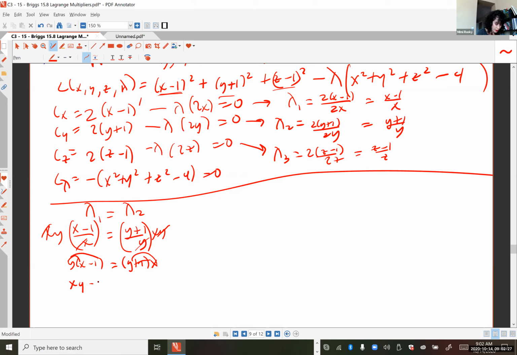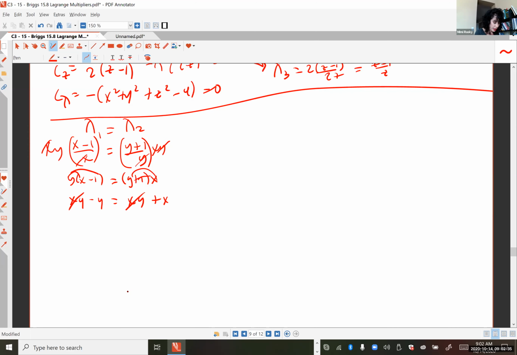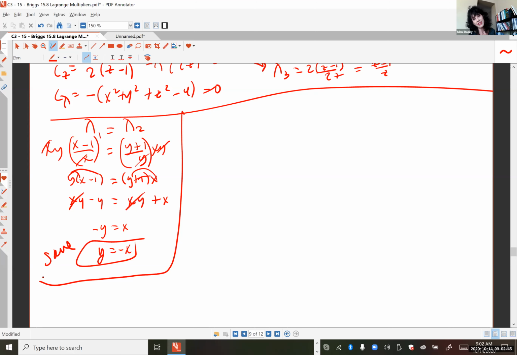So I get xy minus y is equal to xy plus x. Subtract xy from both sides, so you kill that term off. And then you end up with negative y equals x, but I like my y's in terms of x, so y is equal to negative x. Save that for later. Good news, I just got one of the variables in terms of x. I like to get everybody in terms of x's, but if you want to get everybody in terms of y's or z's, that's legit. Okay?